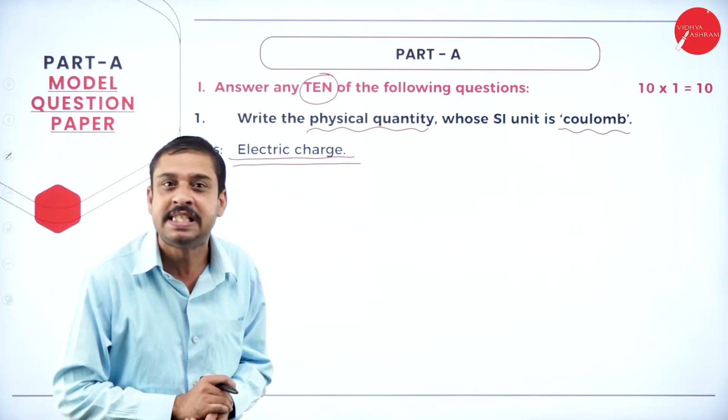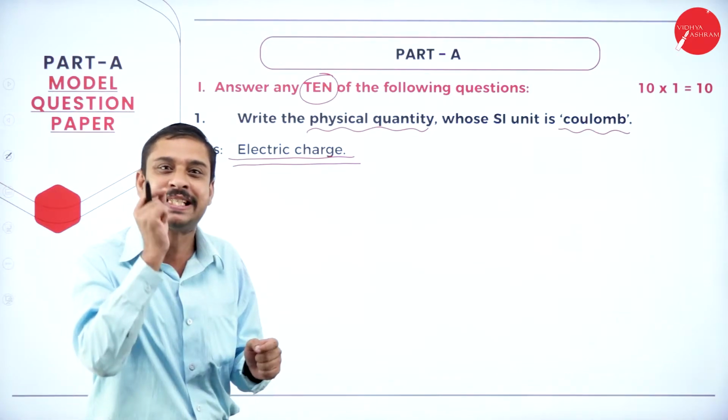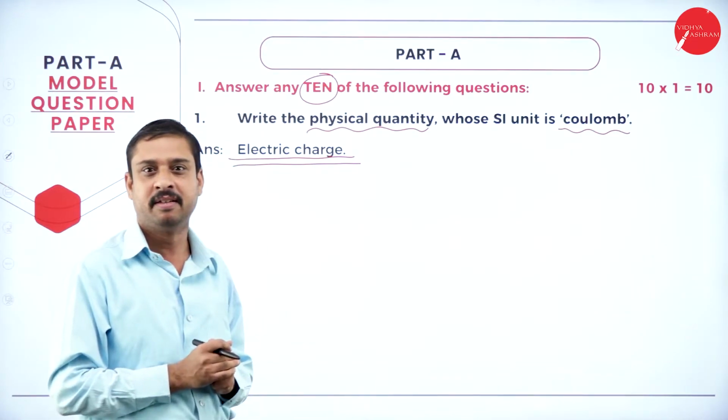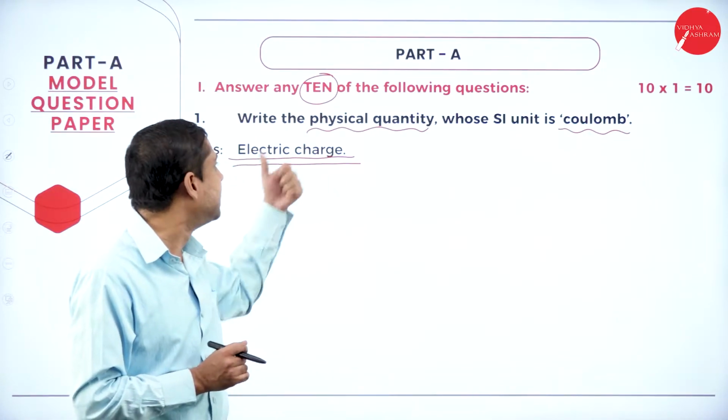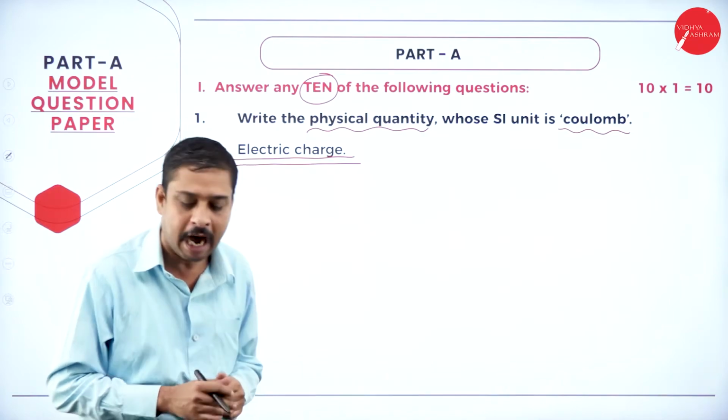The physical quantity which can be represented through an SI unit called coulomb is nothing but electric charge.